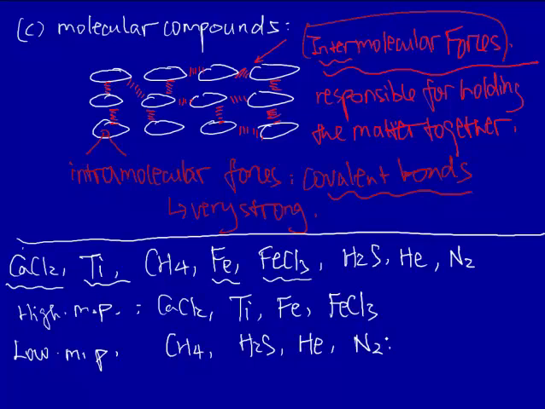You can see the ionic compounds and the metals generally have very high melting points and boiling points, if those boiling points are accessible. Contrast that with molecular compounds. Molecular compounds tend to have much weaker intermolecular forces holding them together, so much lower melting points.